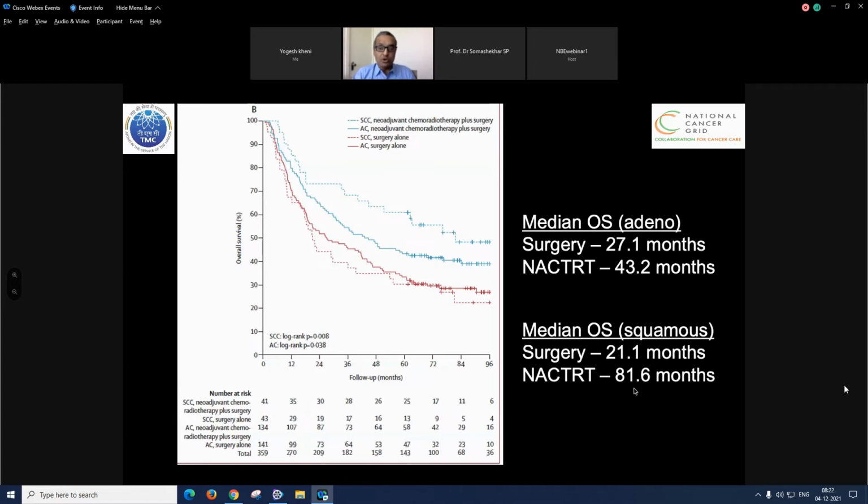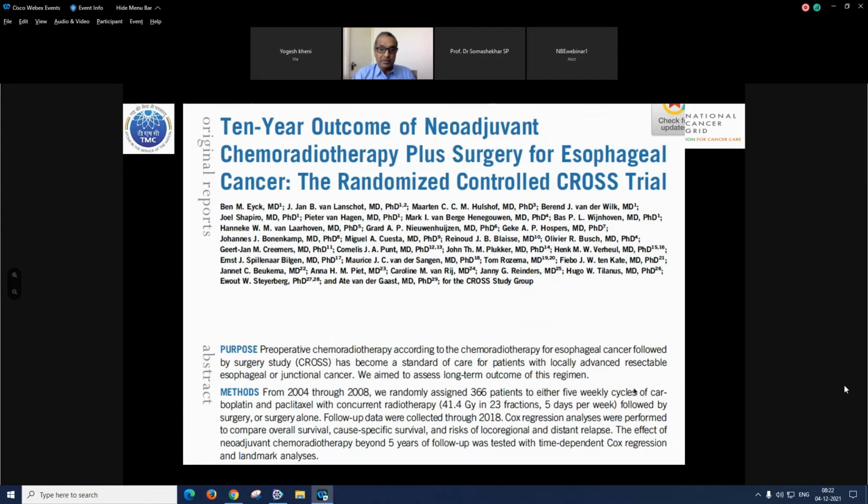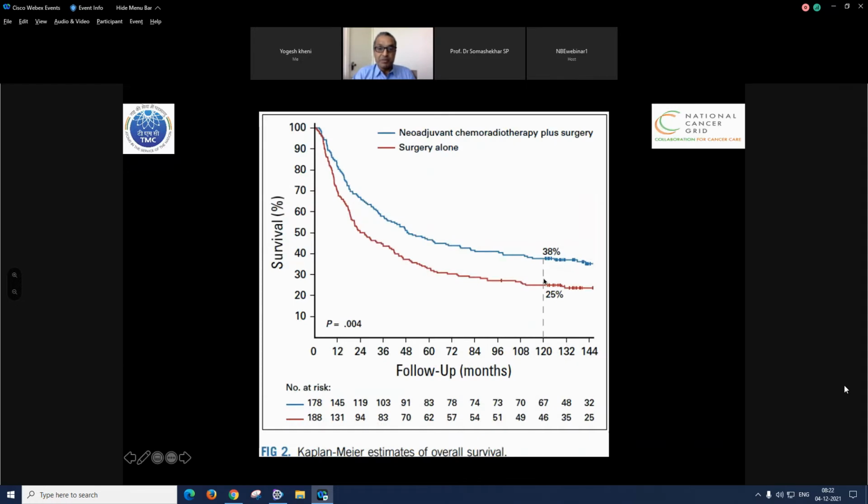The 10-year outcome was also reported. And what this showed was, again, that even at 10 years, there was a 13% improved survival with neoadjuvant chemoradiation as compared to surgery alone. But again, let me point this out to you. 10-year survival with surgery alone today is 25%, something which was unheard of a couple of decades back. And when you added chemoradiation to it, close to 40% of patients were alive at the end of 10 years. Again, remarkable progress that has been made in this.